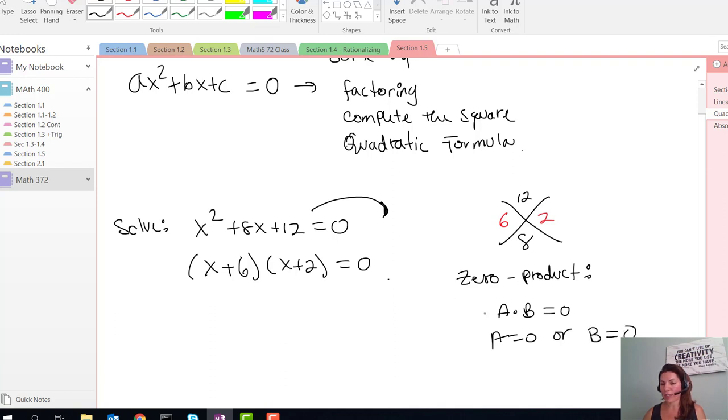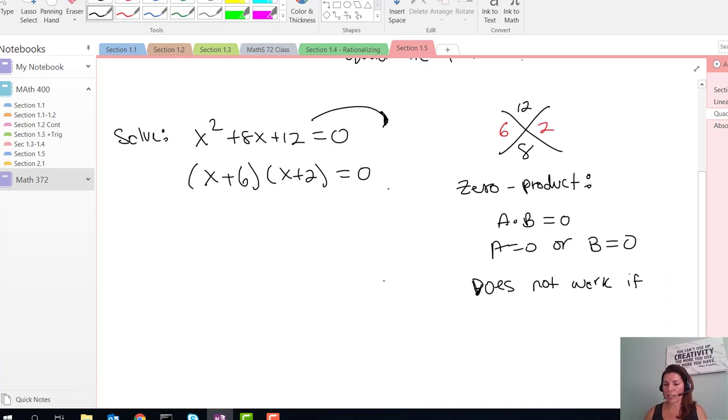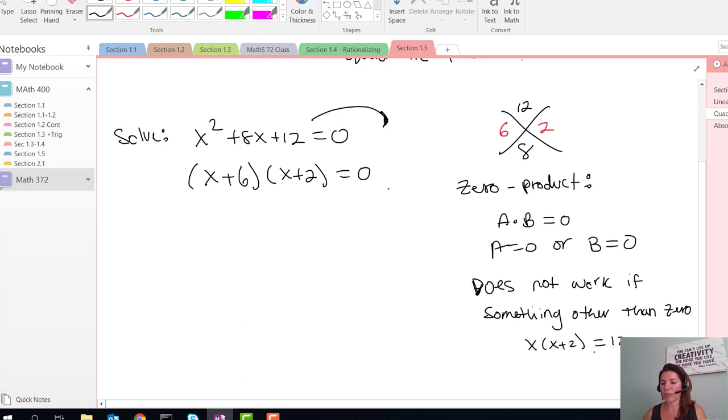Now this doesn't work if the equation is not equal to 0, if it's something other than 0. For example, if I had something like x times x plus 2 equals 12, you couldn't say either x is 12 or that x plus 2 is 12, because you can't.